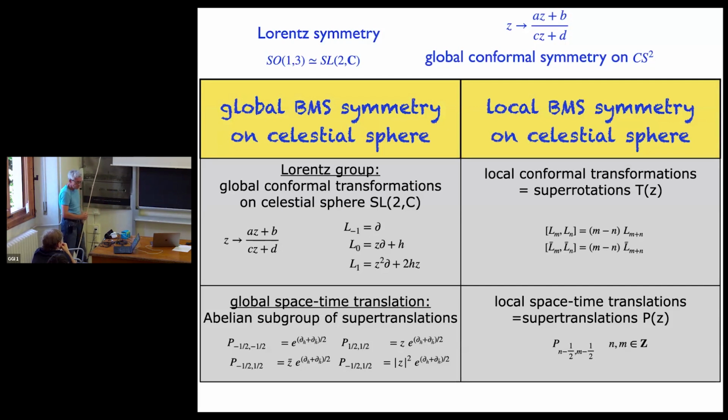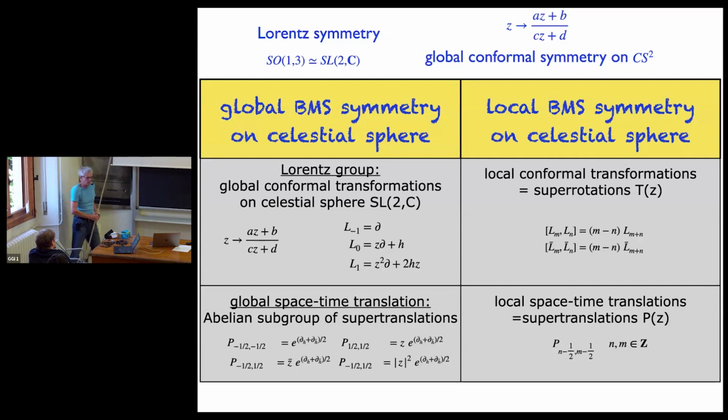But you can also upgrade, or consider the L's of this Virasoro algebra which are beyond plus minus 1 and 0, and this gives so-called local conformal transformations or superrotations. And similarly here, you get local space-time translations. This is called the local BMS symmetry group. So all these generators can be constructed. Here it's of course simple, but we have actually constructed this, and also this.